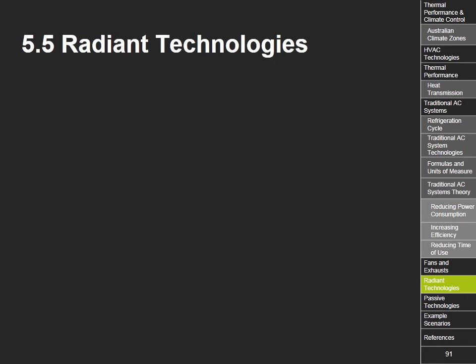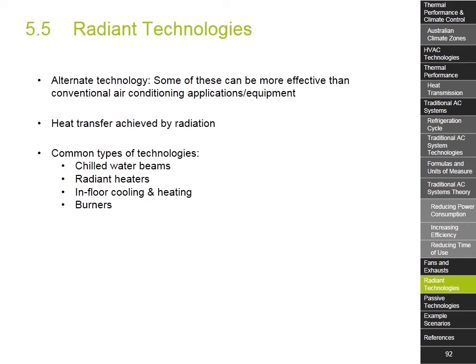Radiant technologies. Radiant technologies are considered alternate technologies, yet some of these can actually be more effective than conventional air conditioning equipment. Radiant air conditioning employs the laws of radiant heat transfer to cool or heat a space. Of note are chilled water beams, radiant heaters, and in-floor heating and cooling.